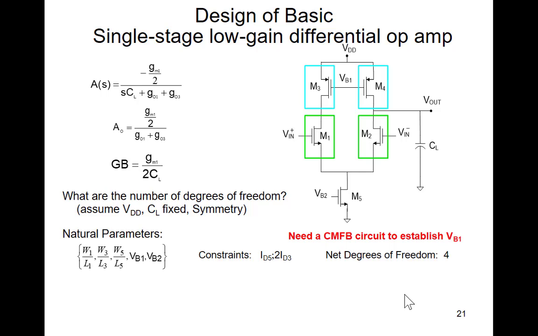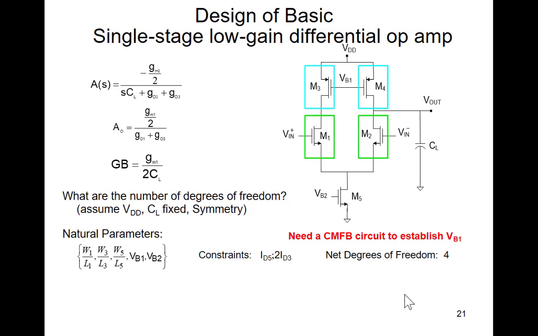This current better split equally and form these two currents. And the sum of these two currents needs to be this current. So that's a constraint due to the architecture. So in the natural parameter domain, we have 5 design variables and 1 constraint. That means the net degrees of freedom is 4 in this design.